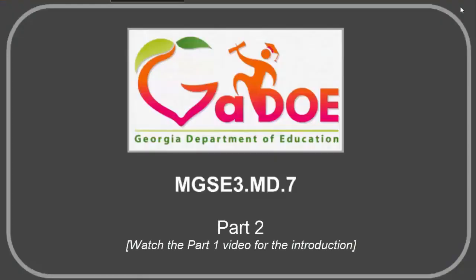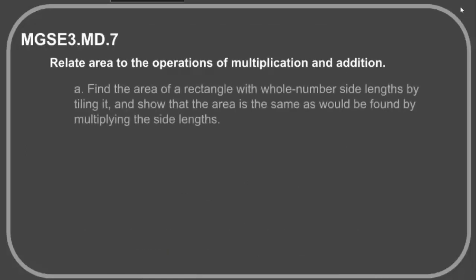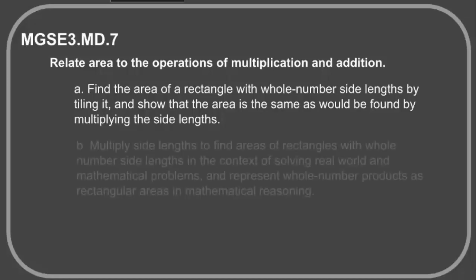This video will review the Georgia Standards of Excellence 3.MD.7, which focuses on relating area to multiplication and division. Part A of 3.MD.7 states that students will find the area of a rectangle with whole number side lengths by tiling it, and show that the area is the same as would be found by multiplying the side lengths.